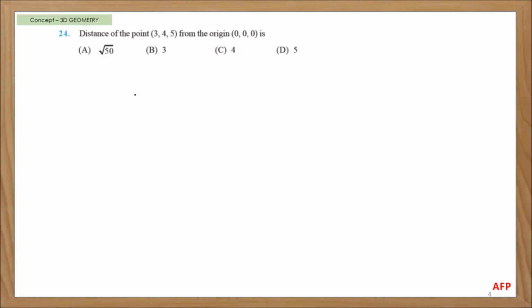Next, distance from the origin. The distance from the origin is the square root of 3 squared plus 4 squared plus 5 squared. 3 squared plus 4 squared is 25, plus 25 is 50. Square root of 50 is the correct answer.